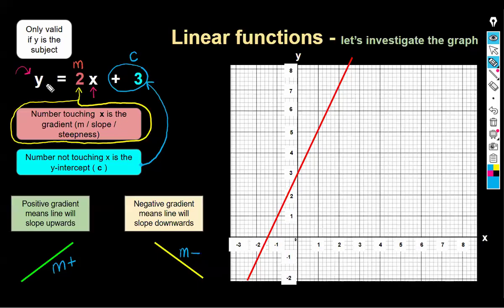Well, I looked at the equation and realized, hey, who's touching x? Positive 2. Positive 2 is my gradient. When something has a positive gradient, when you draw it on a graph, it will always slope upwards. So I was able to predict how my graph would look, the direction it would slope, even before I drew it. And I want you all to be able to do that also.